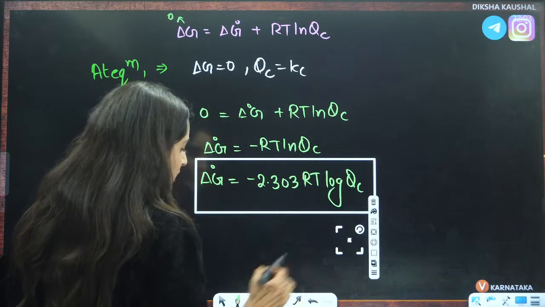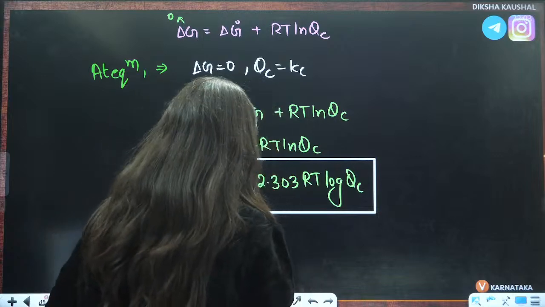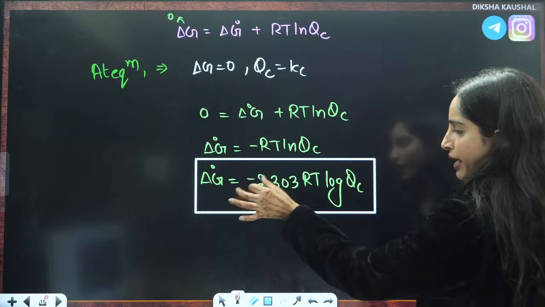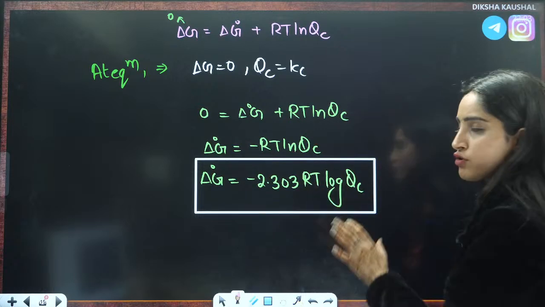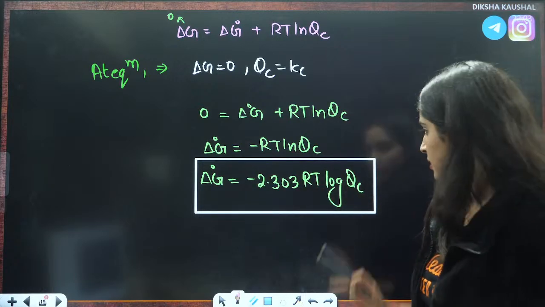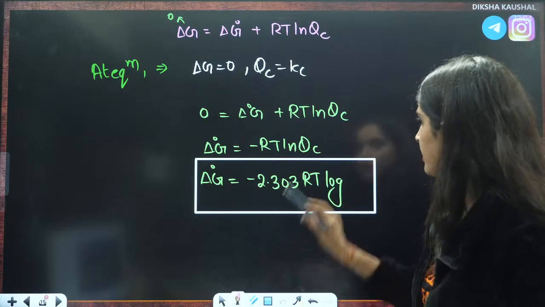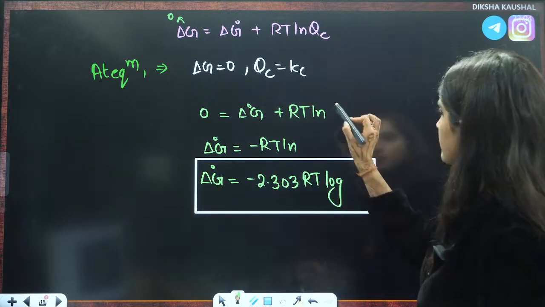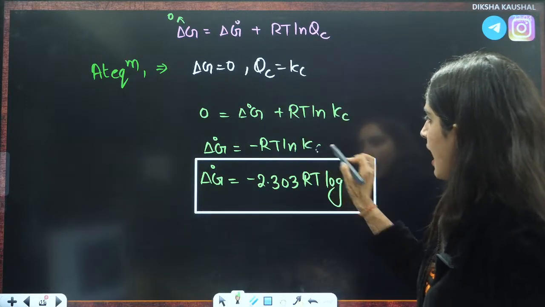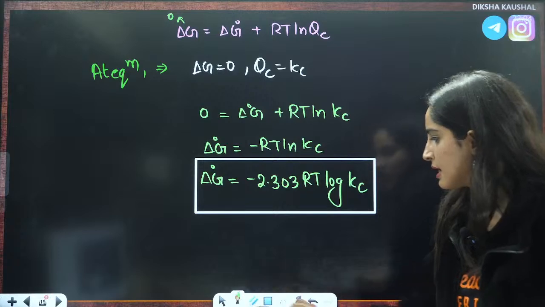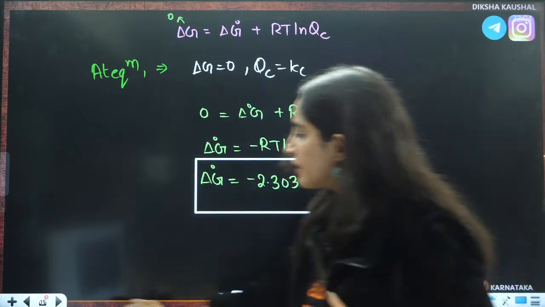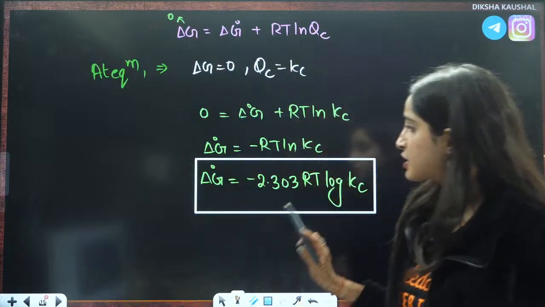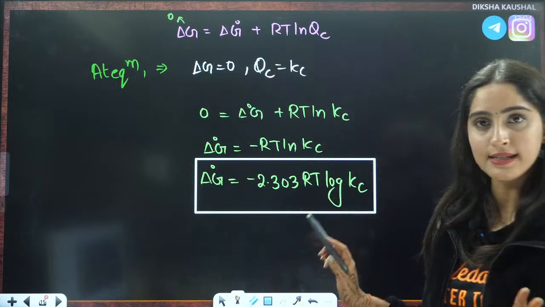Is that clear to everybody or not? Delta G naught equals minus 2.303 RT log base 10 KC. This is not QC, this is KC, because at equilibrium, this will become KC. So that was the relation between E naught and KC. This is the relation between delta G naught and KC.